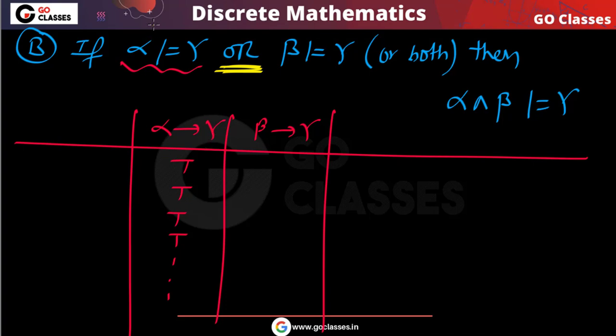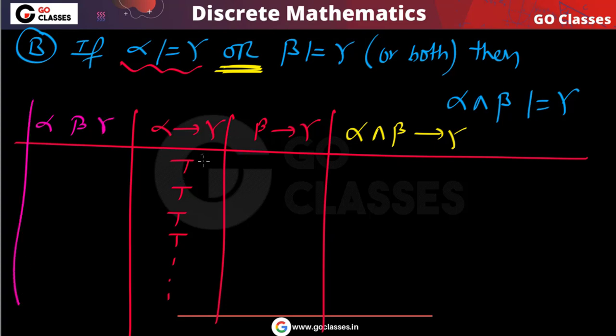Okay, so let's assume that alpha implies gamma, then can I say that alpha and beta implies gamma is tautology? Can I guarantee that this will be tautology? Let's check whether we can guarantee or not. This is the question, can we guarantee?